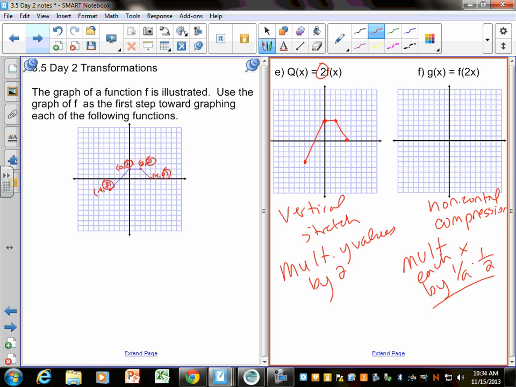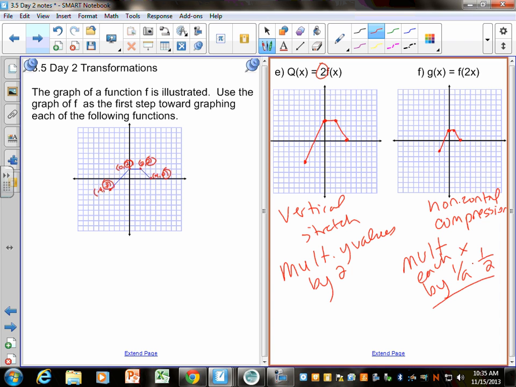So -4, -2 is going to become -2, -2. 0, 2 is going to stay there because 0 divided by 2 is just 0. And then that becomes 1, 2. And 2, 0. So you see how we've taken that?